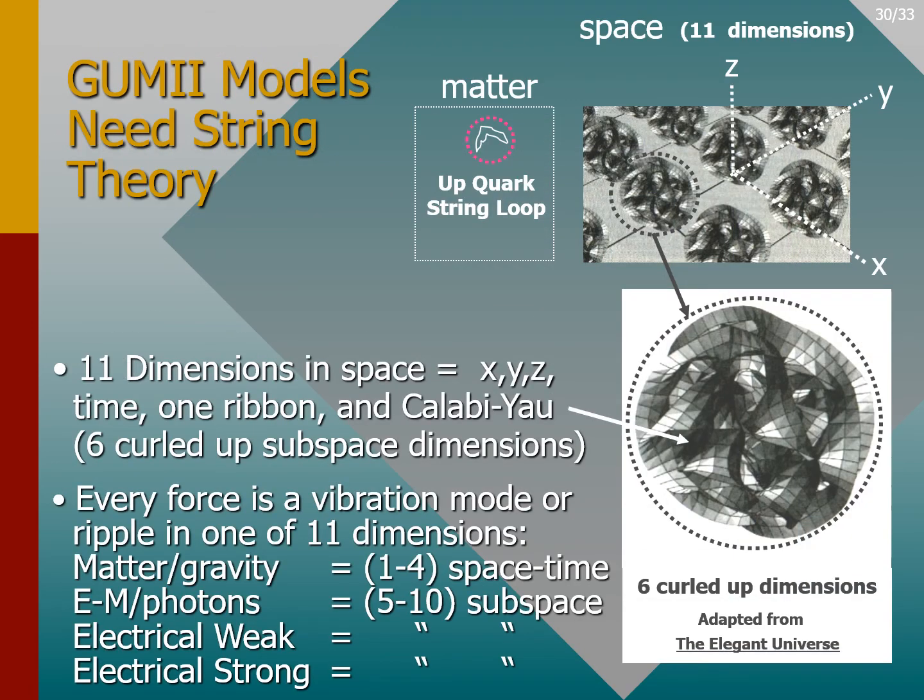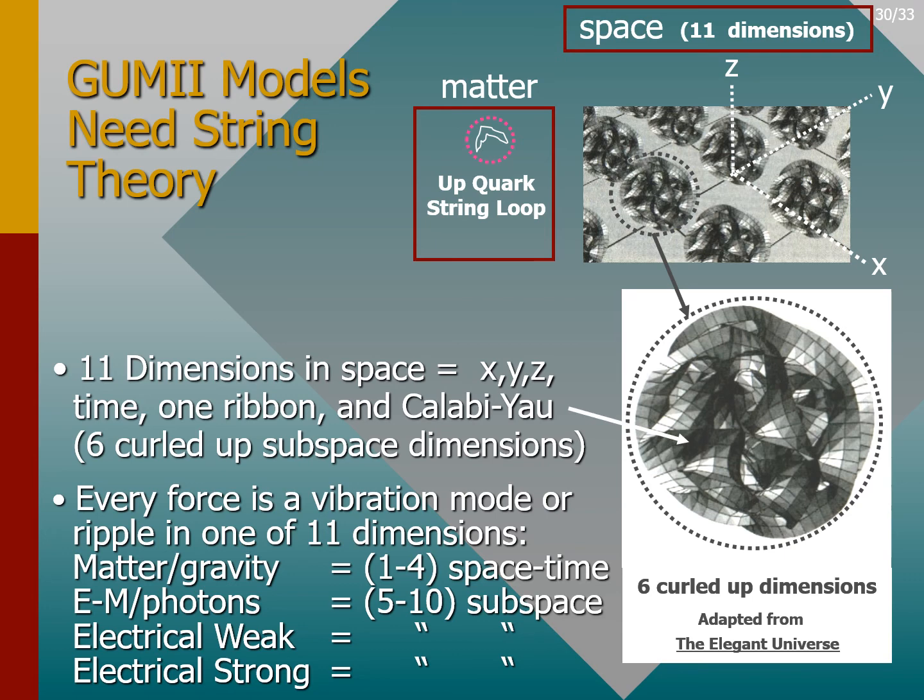If the smallest building blocks of matter, or quarks, look like vibrating rubber bands, what does space look like at the smallest level? Well, according to string theory, space has 11 dimensions and sort of looks like the middle figure at right. And each of the 11 dimensions maps to a force or vibrational mode for the string. Gravitational force ripples through the first 4 dimensions of x, y, z, and time.